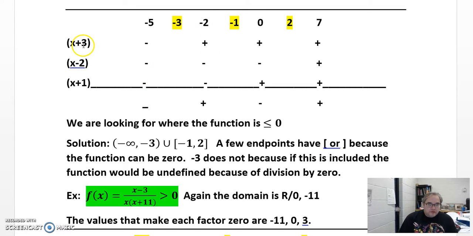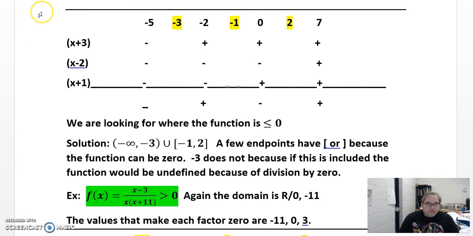Put negative 2 in, I get a positive, I get a negative, I get a negative. Even number of negatives, so this is going to be positive. Go ahead and pause it, check the other two, make sure I'm right. But this is going to be the order you get on this one. And I'm looking for where this is less than or equal to 0. So again, I'm looking for the negatives, but I have to be careful.